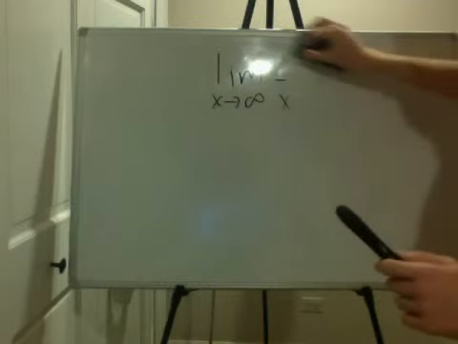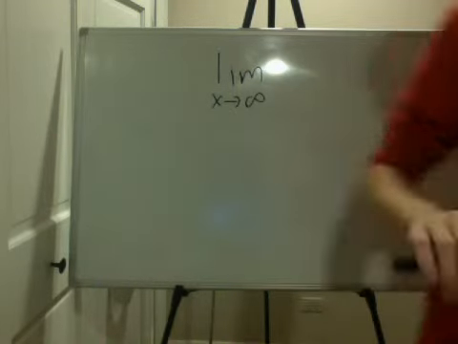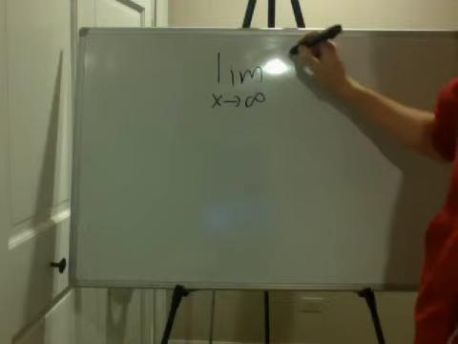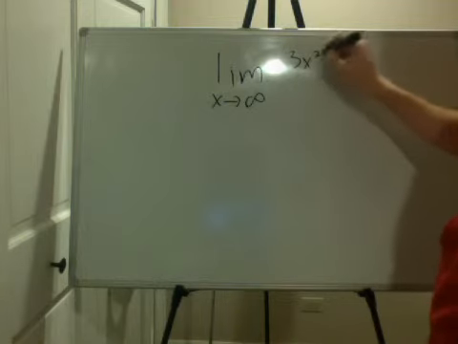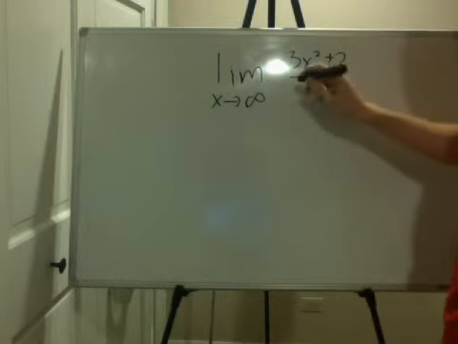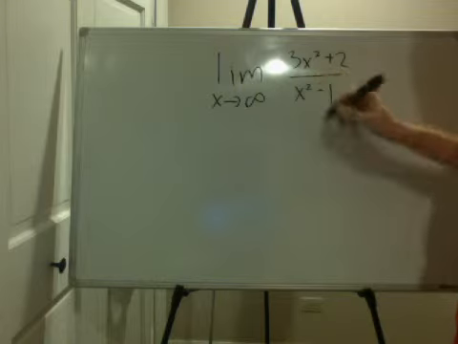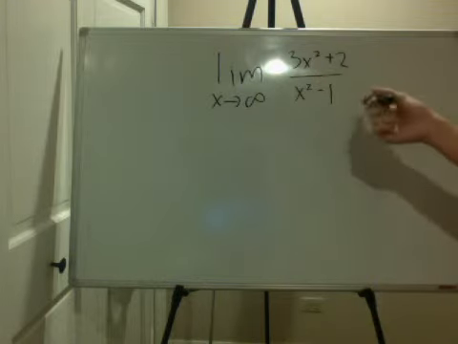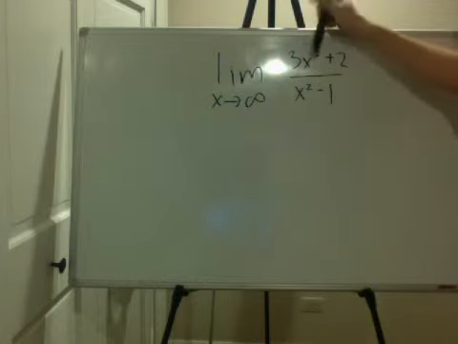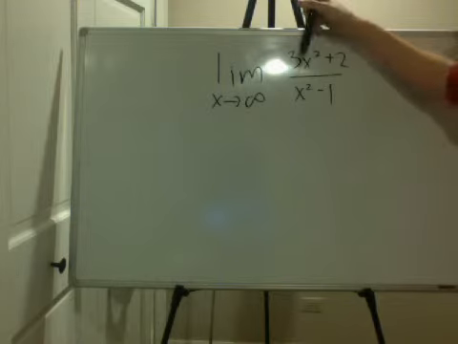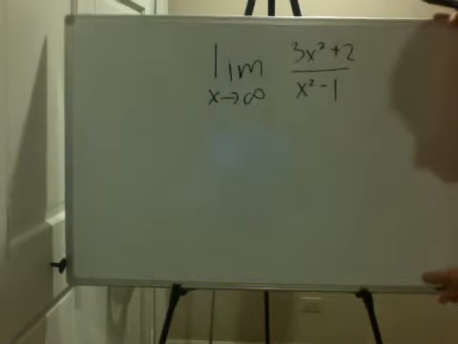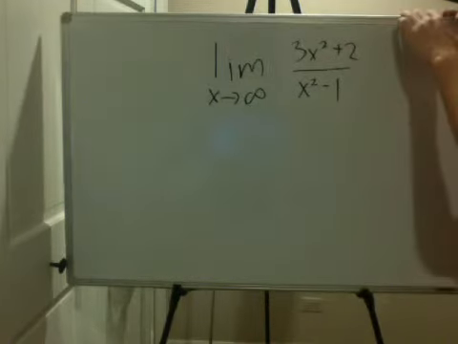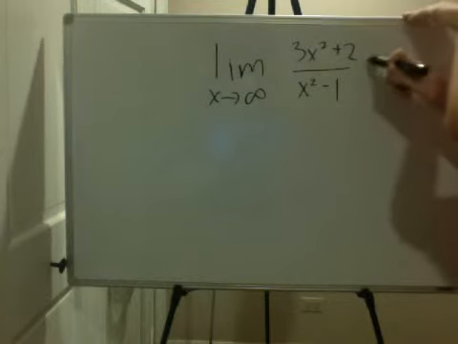And if it's the same on the top and bottom in terms of power, so for example, if we get 3x squared plus 2 over x squared minus 1, well, in this case, the leading powers are the same, so it would just be the leading coefficients. So in this case, I think you can see, this would just be 3 because of the leading coefficients.